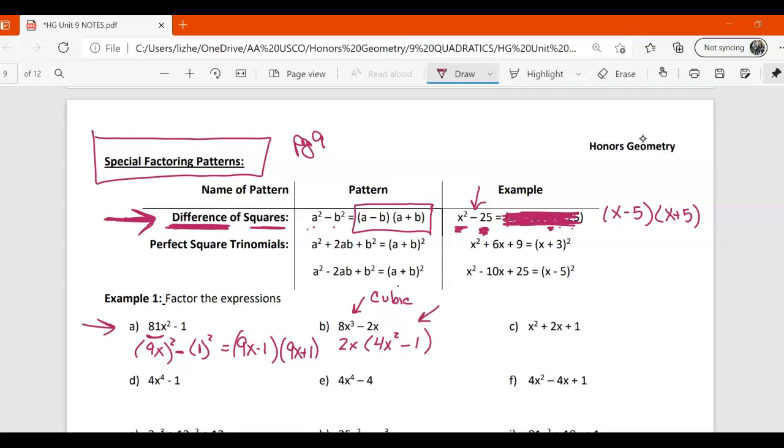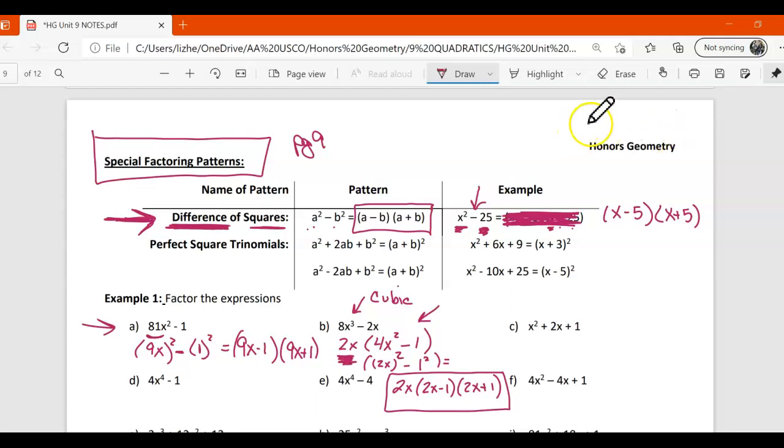So 4x squared is 2x squared, and of course, 1 is 1 squared. So this will factor as, don't forget this 2x. This whole thing factors, write down your 2x, and then you say 2x minus 1 times 2x plus 1. And there it is factored. So don't forget that important rule of taking out what's in common.